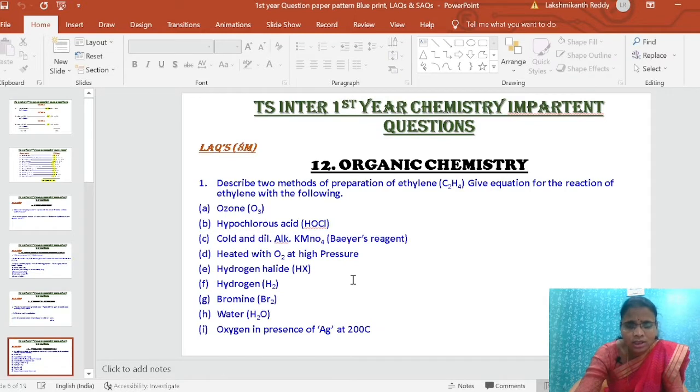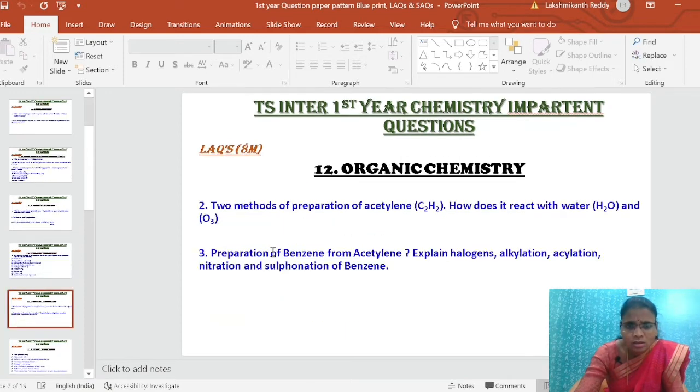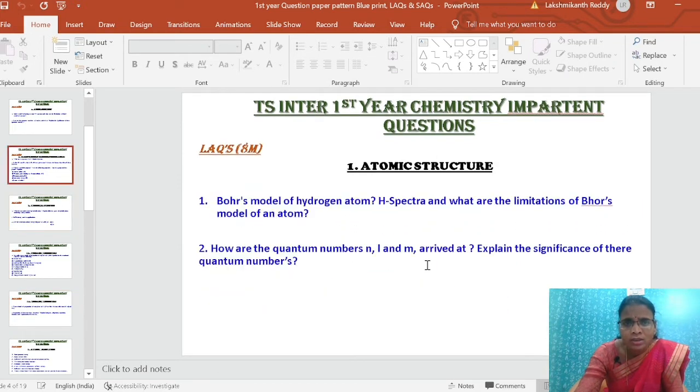Next, from organic chemistry also we will expect three questions. First question, preparation of ethylene and its properties. These are very important. Okay, next question, two methods of preparation of acetylene and how it reacts with water and ozone. Next, preparation of benzene from acetylene. Explain the halogenation, acylation, nitration, and sulfonation of benzene. Okay, so these are the long answer type questions.